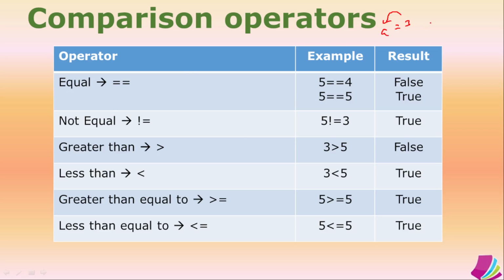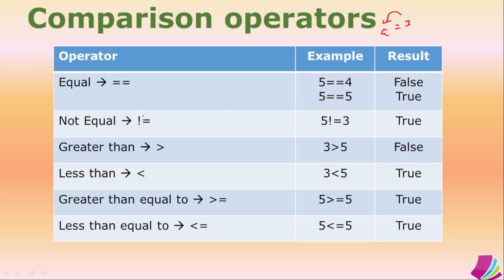But double equal to compares the variable on the right side to the variable on the left side. If both are equal, it gives you true. It is not assignment, it is comparison. So 5 equal to 4, it's not equal, so the answer will be false. You can try executing this in your IDLE. Since these are simple concepts, I am not executing them in IDLE. You can try this on your own. So 5 equal to 5, they are both equal, hence it gives true, right?